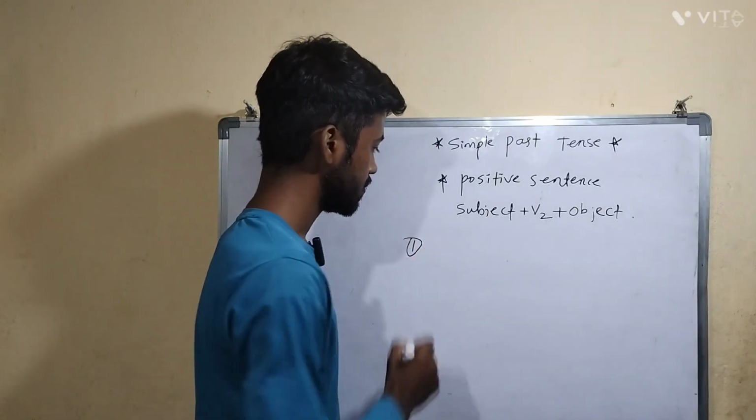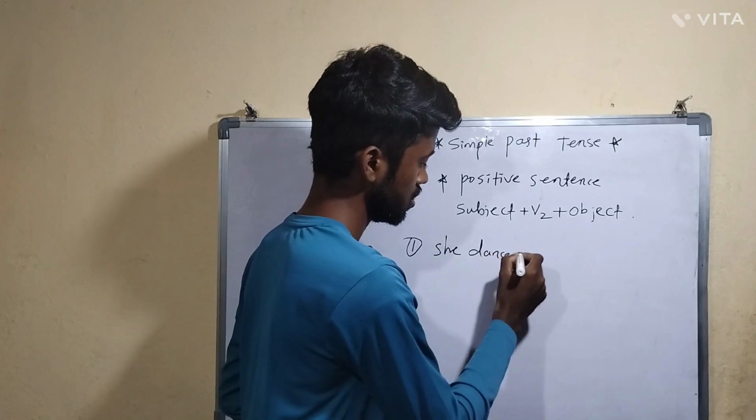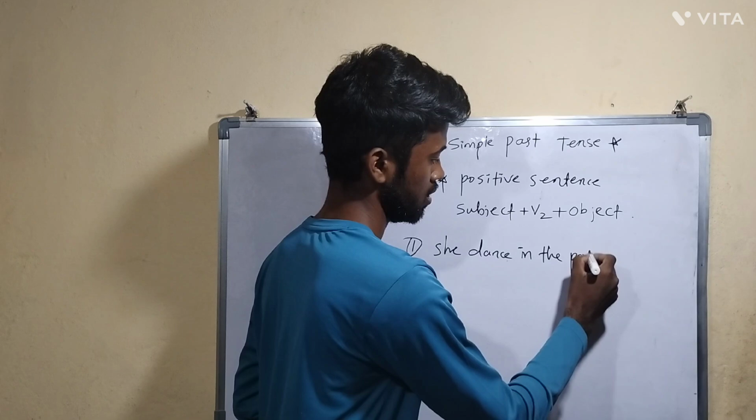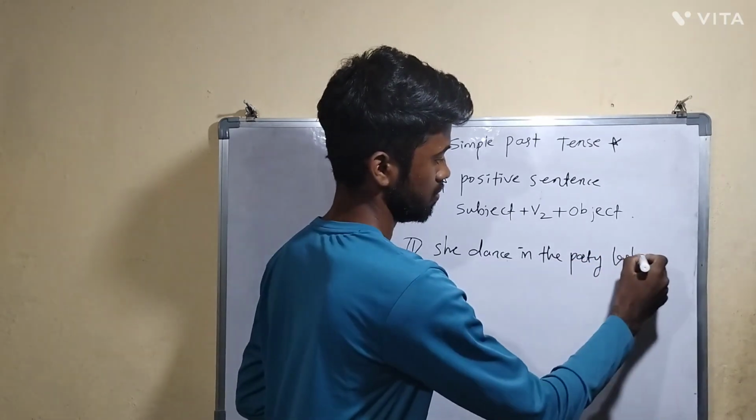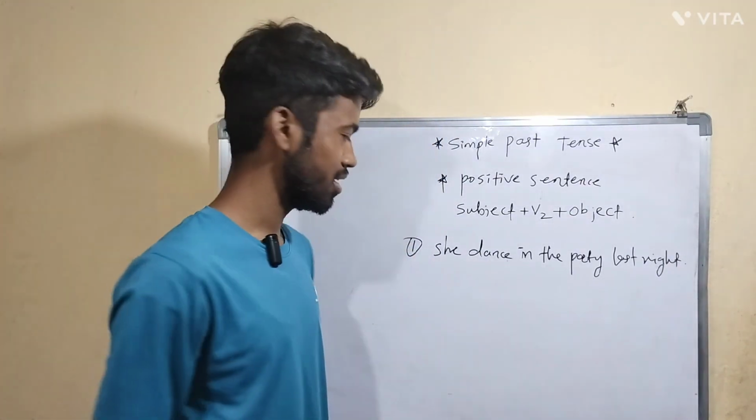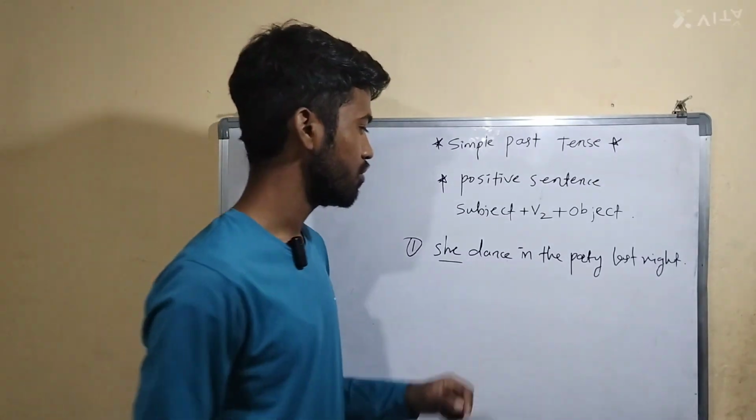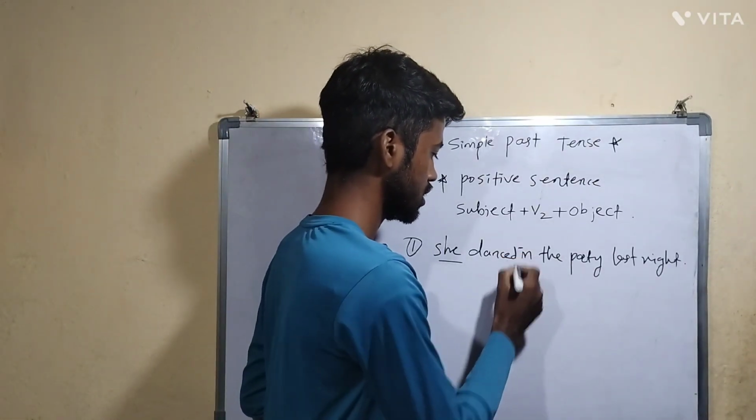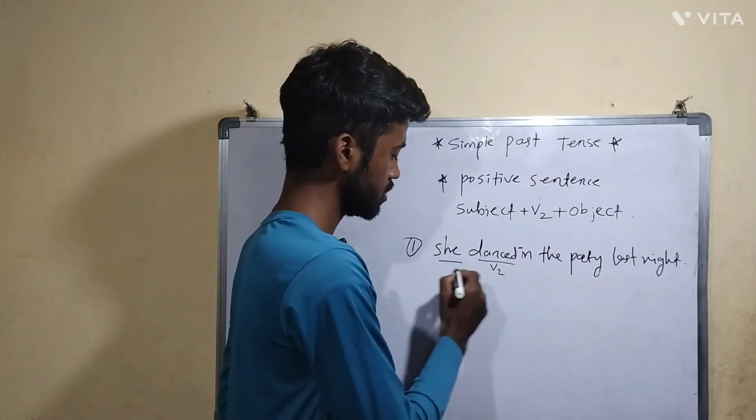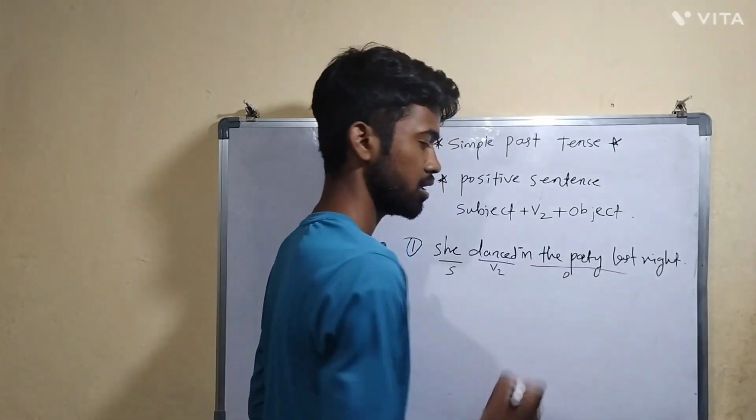So first sentence: She danced in the party last night. Now what is the subject here? She is the subject. Here I missed one thing, that is the word danced. It should be second form, right? So this is the second form of the verb. This is the subject and the remaining part is the object.